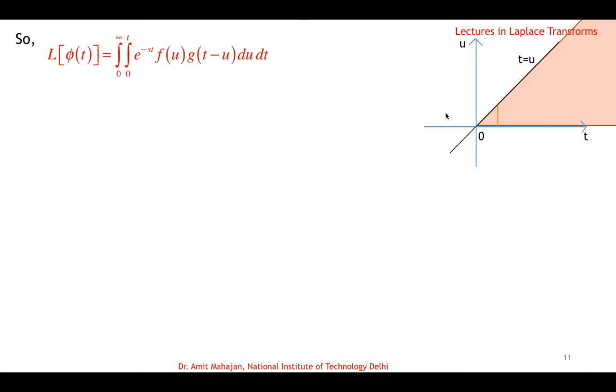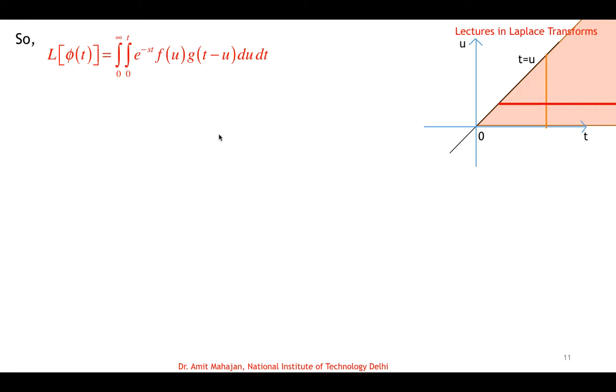What I want to do is change the order of integration of this double integral, and we know how to do that. This double integral is written using a vertical strip, so we'll use a horizontal strip for this region of integration, and then redefine the limits and take dt inside and du outside. So we take a horizontal strip. The lower limit for the inner integral will be the value of t on this line, which is u, and the upper limit will be the value of t on this end, which is extended up to infinity.